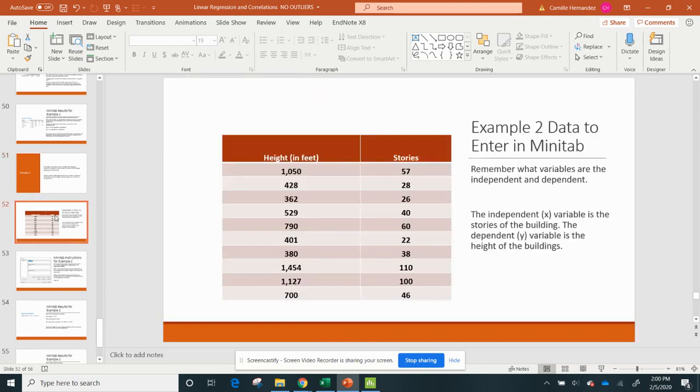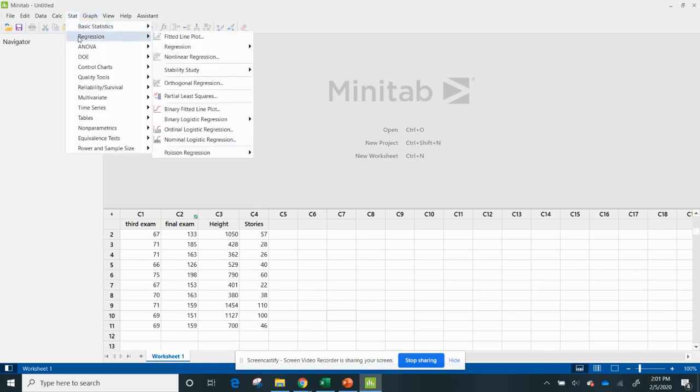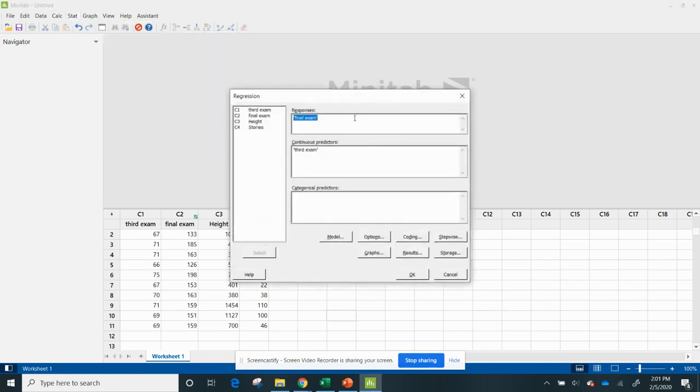So here's my data. Stories is going to be my independent variable, my x, and the dependent is the height of the building. Remember that I'm saying that x is my stories and height is my y, and that's really important when I put it into Minitab. So I'm going to go here to Minitab, and I already have my data there. The next thing I'm going to do is go to Stats, Regression, and Fitted Regression Model.